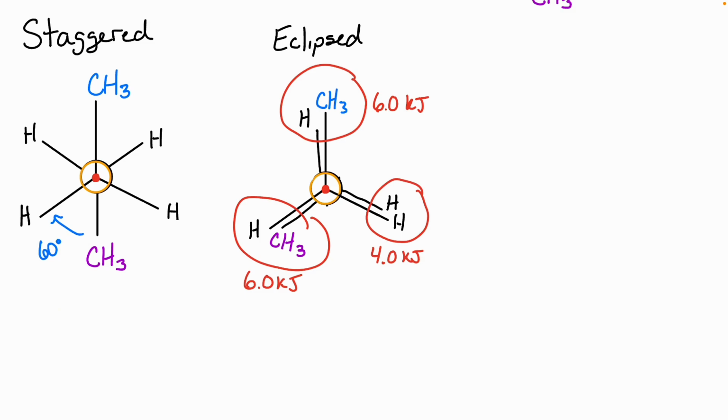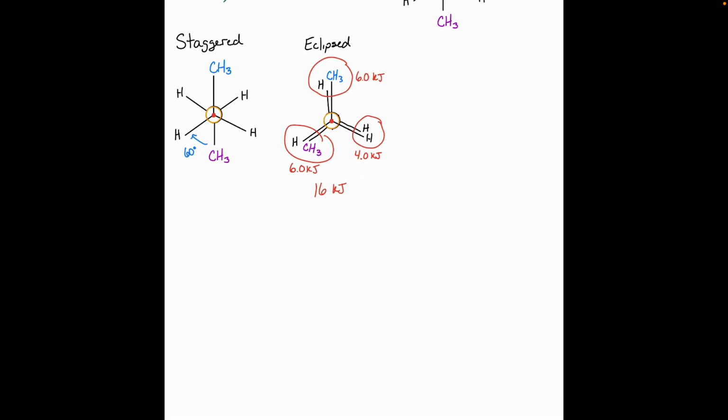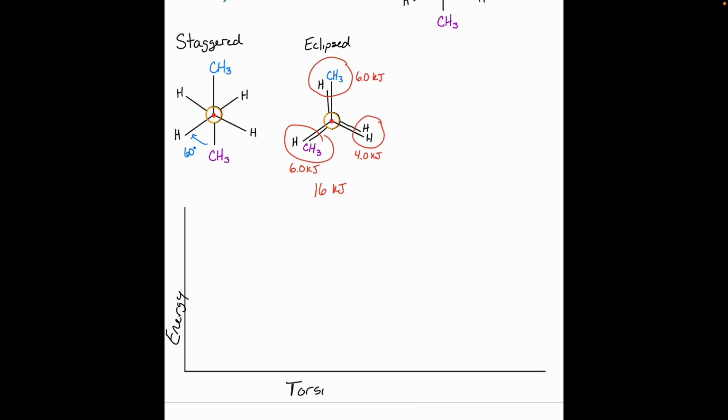So total, compared to my low energy staggered structure, this one has an energy of 16 kilojoules higher. Okay, so if we make a little plot of energy versus our rotational angle, it's called a torsion angle.